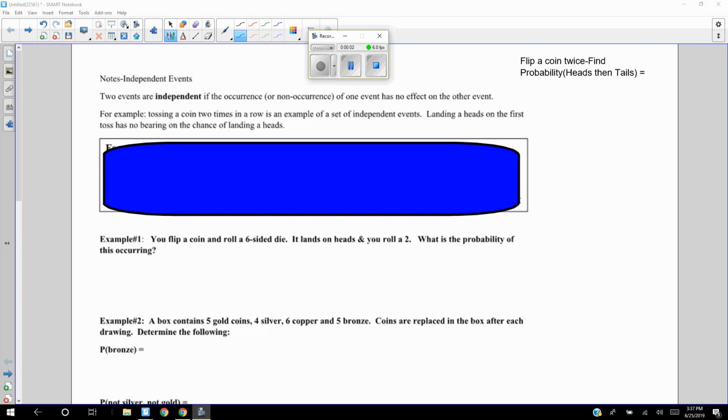All right, in this video, we're going to talk about independent events and probability. So you can see the definition of independent events are events where one event has no effect on the other. So the basic example we'll talk about is tossing a coin.